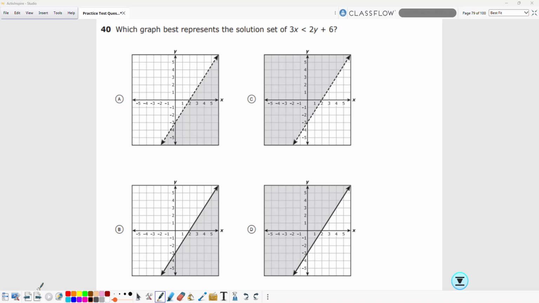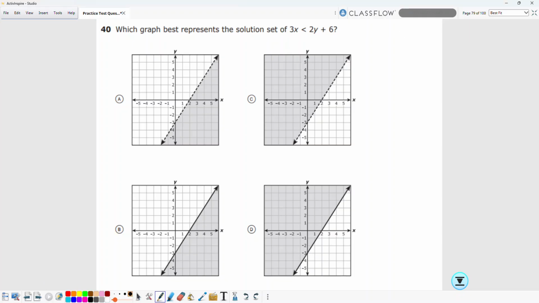All right, number 40. Which graph best represents the solution set of 3x is less than 2y plus 6? Well, this kind of looks like lines, broken or solid. We have some lines. Well, we got x and y. That kind of makes me think of the linear equation, right?